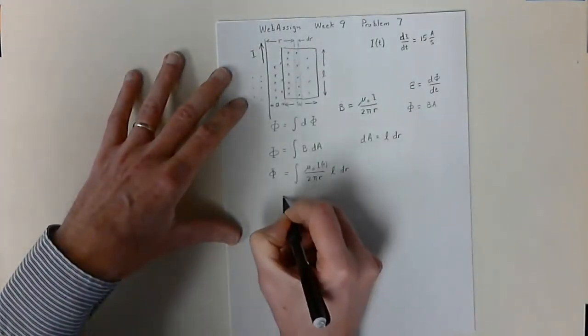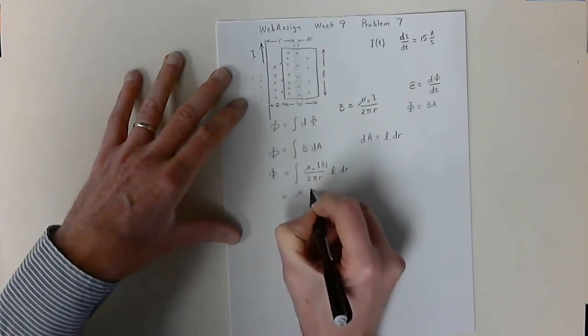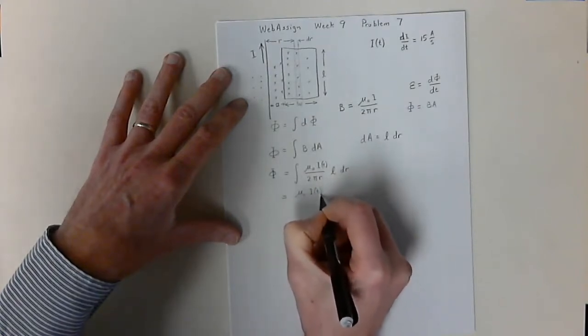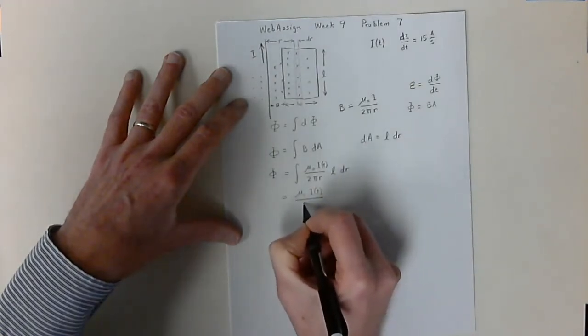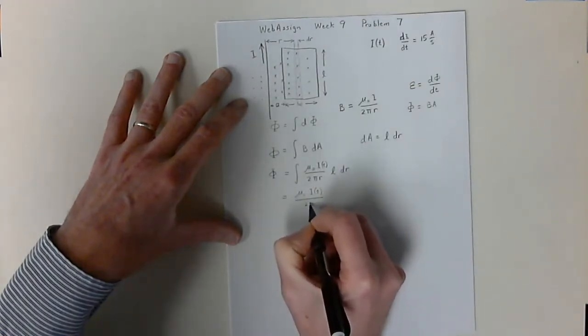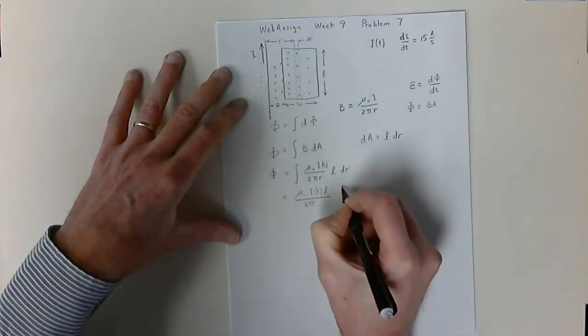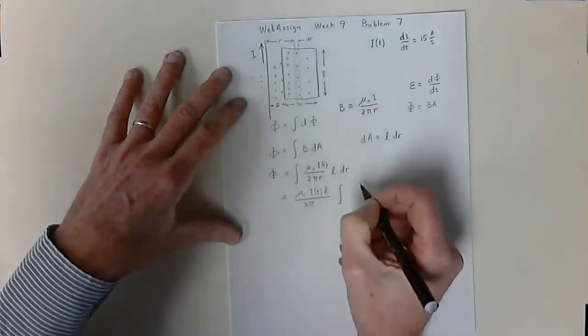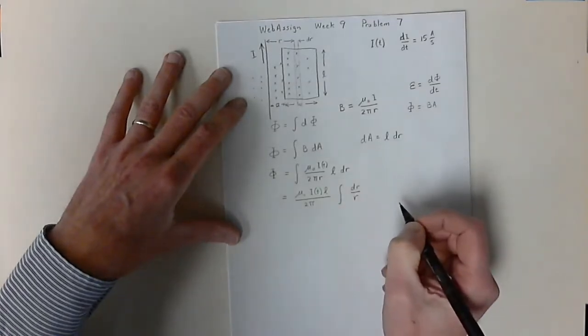So let's simplify this as much as we can. We can take mu 0. I is a function of time. It's a constant for the purposes of the integral, divided by 2 pi. L will also come out of here. And then we'll be left with the integral of dr over r. Let's see if I've got all the right pieces there. I think I do.